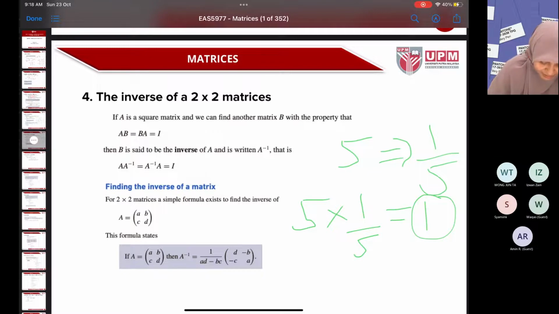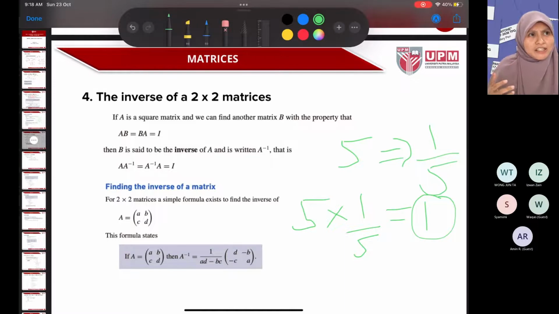is 1 over AD minus BC. It's like how we calculated the product last week. So A, B, C, D: A times D, minus C times B. Okay, so that is the rule. And then multiply with another square matrix where we change the position of D and A, and B and C stay at the same location, but we put negative. Okay, so this is the rule.